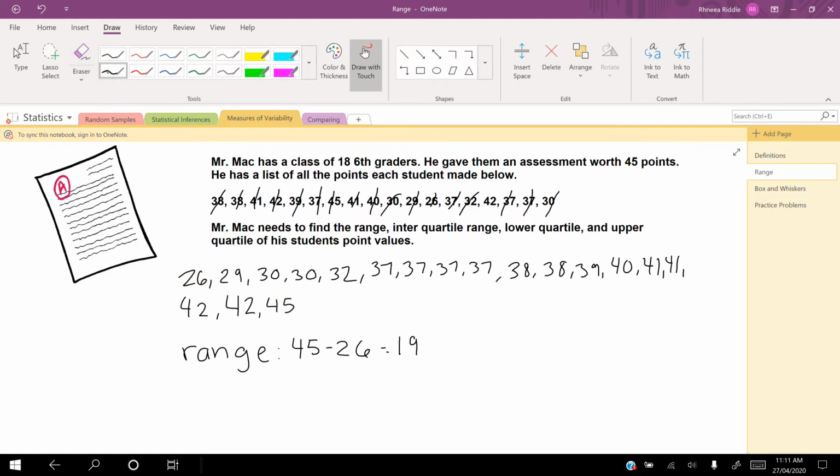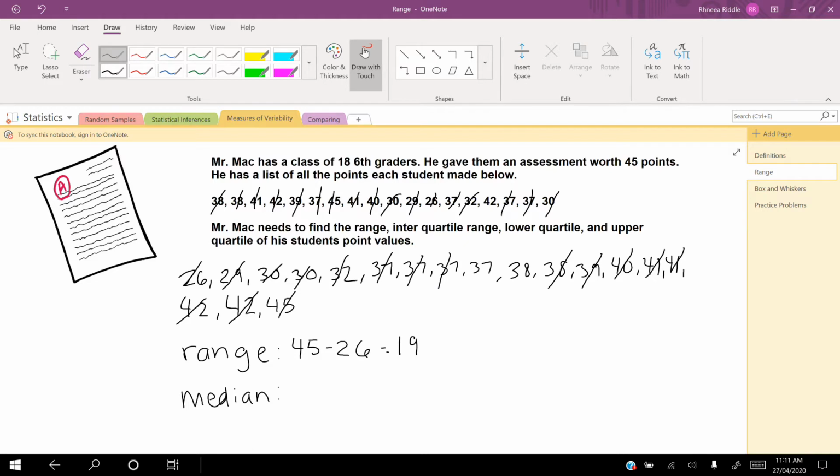Next, we have to find our median to help us find the lower and upper quartile ranges. So our median is going to be the number in the middle. So to find that, you go from left to right, crossing them out. So 26, 45, 29, 42, 30, 42, 30, 41, 32, 41, 37, 40, 37, 39, 37, 38.